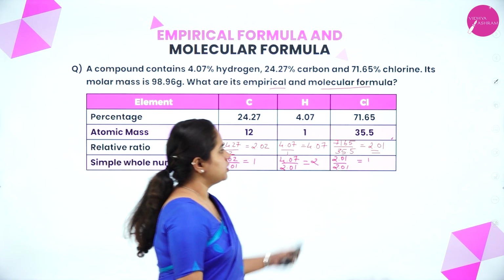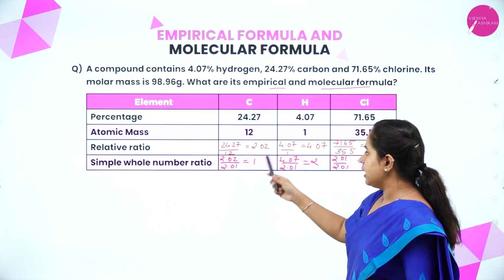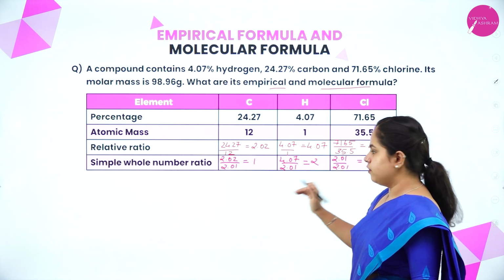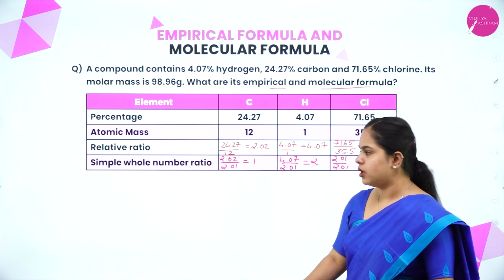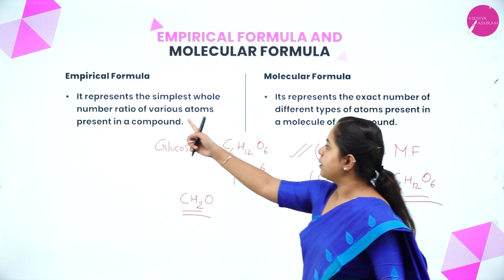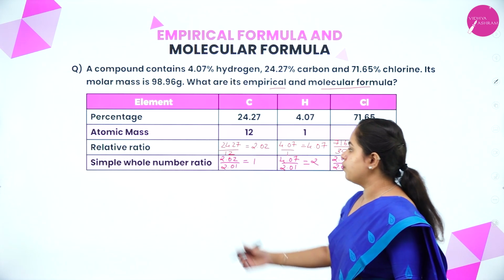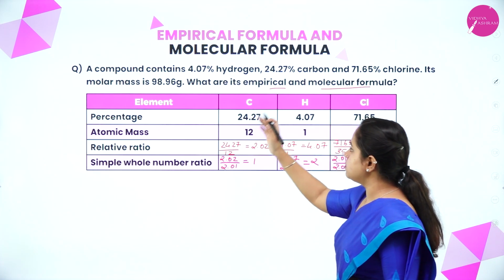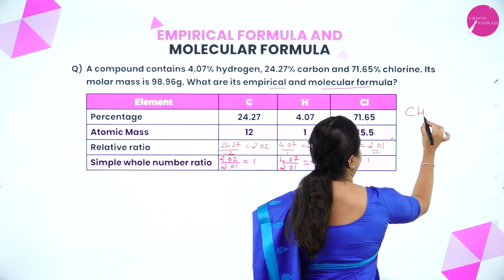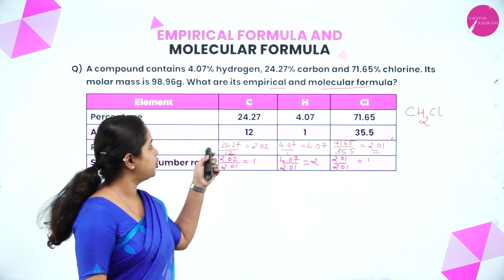Clear? So what did I do? The percentages were given. I wrote the atomic number. I found the relative ratio by dividing it. And from these 3, I found the value which is the least and divided each of them by it, which will give you the simplest whole number ratio. So it is 1:2:1. It represents the simplest whole number ratio of various atoms present in a compound. What is that? Empirical formula, right? So we got the empirical formula here. The atoms present are carbon, hydrogen and chlorine. So what will be your empirical formula? It will be CH2Cl. Clear?